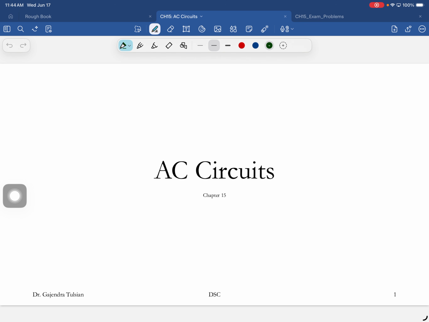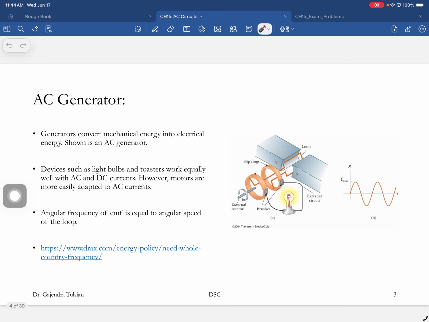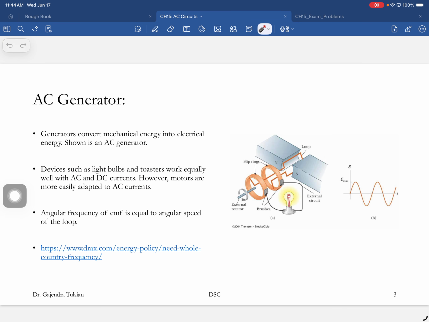One. All right, guys, let's get started. Today we'll do AC circuits. What does AC mean? Alternating current. Okay, so here's an AC source.